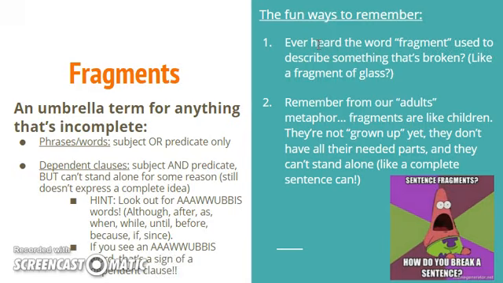Another way to remember is to think about the word fragment, how it's normally used in the real world, to describe stuff that's broken. For example, if you've ever heard of a fragment of glass after you've shattered a mirror or a window, then you know that a fragment is a broken piece, and it's just one tiny part of the original whole, and it's not the same anymore.